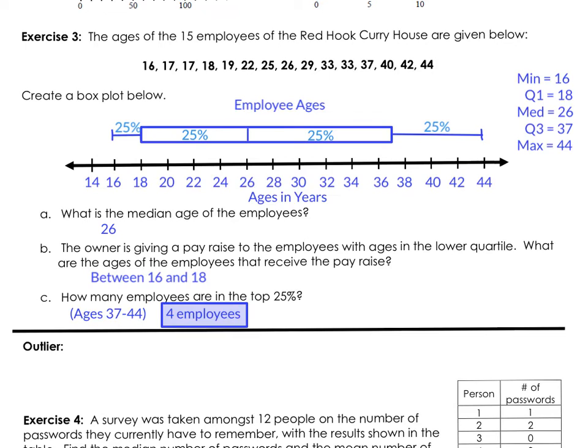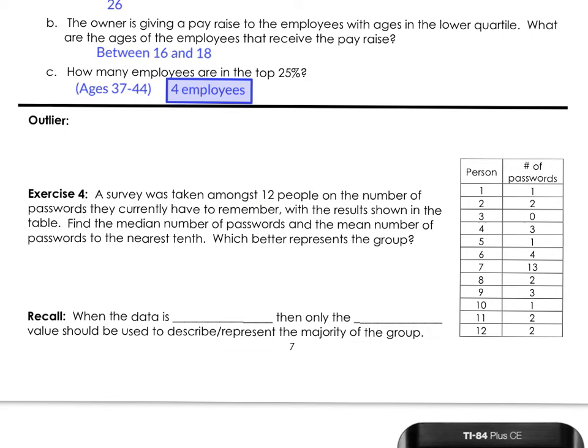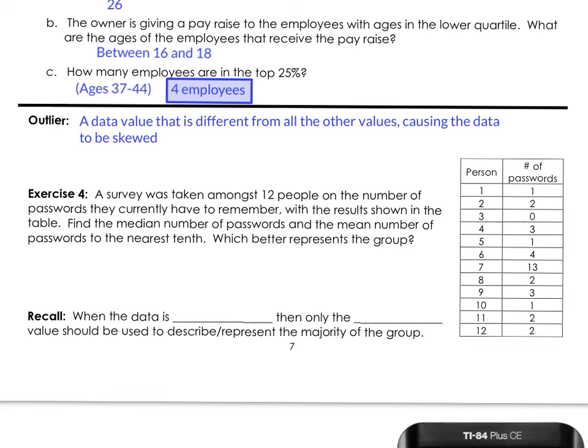That's my answer. Okay, now we have this outlier. So what is the definition of an outlier? So this is a data value that is different from all the other values, causing the data to be skewed.